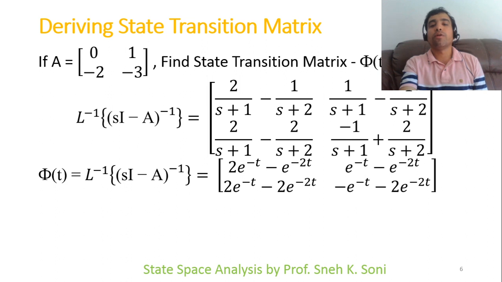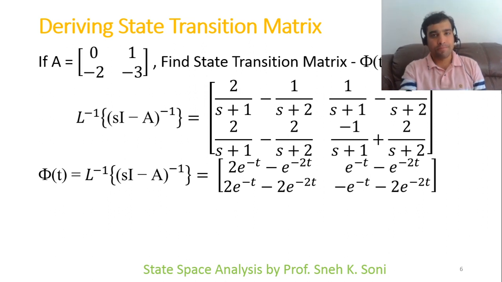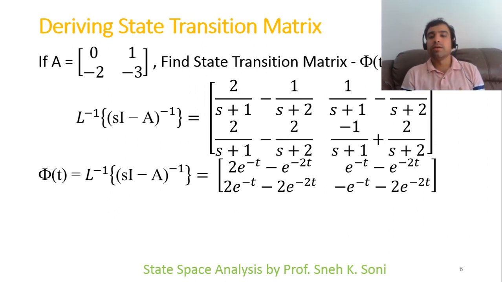The Laplace inverse of 1 upon s plus a will be e raised to minus at. From that relationship, I can straight away write that my result will be: 2e^(-t) minus e^(-2t), e^(-t) minus e^(-2t), then minus 2e^(-t) plus 2e^(-2t), and minus e^(-t) plus 2e^(-2t). From this I have calculated phi of t. So this is my state transition matrix. It is very important to find the future state if I know the state at t equals t0, the initial time.